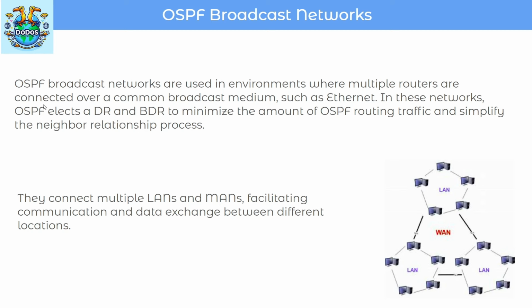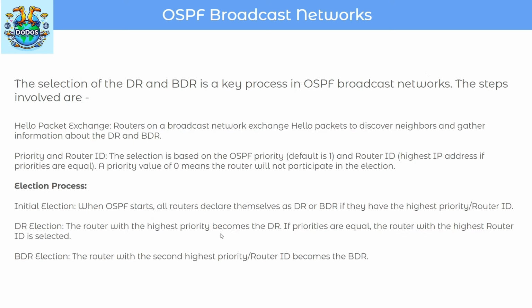So OSPF broadcast networks. OSPF broadcast networks are used in environments where multiple routers are connected over a common broadcast medium, such as Ethernet. In these networks, OSPF elects a DR and a BDR to minimize the amount of OSPF routing traffic and simplify the neighbor relationship process. So it simplifies it. They connect multiple LANs and MANs, facilitating communication and data exchange between different locations.